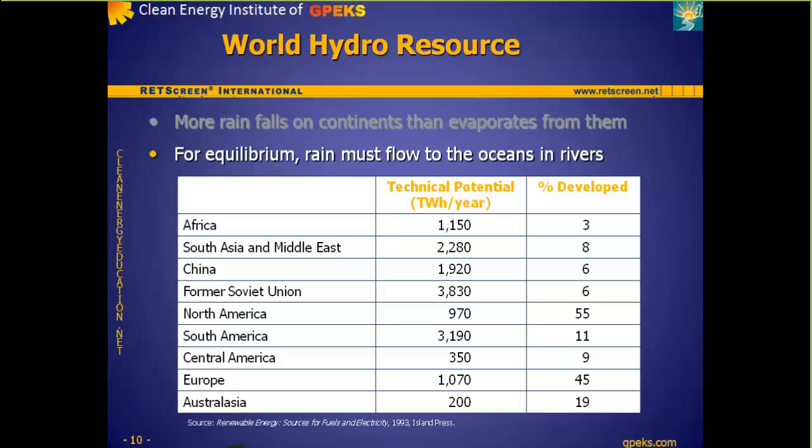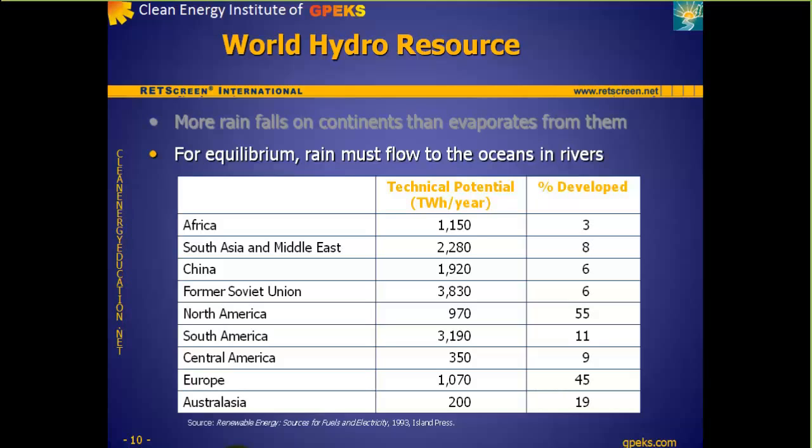Over the continents, the amount of water that precipitates exceeds the amount that evaporates. This excess must flow off the continents to the oceans in order to keep the globe in equilibrium. Theoretically, this excess flow can be harnessed for hydroelectric generation. In reality, it is technically feasible to exploit only a fraction of the flow.